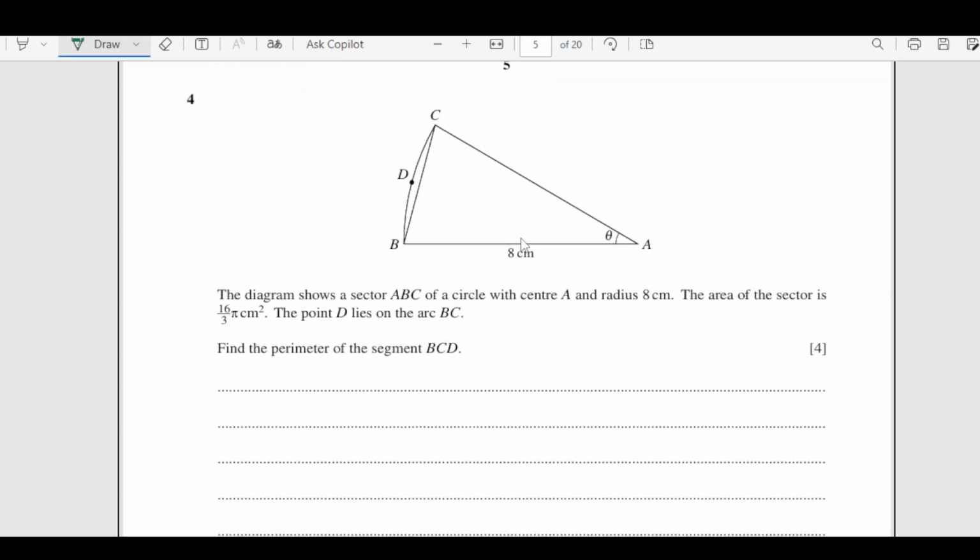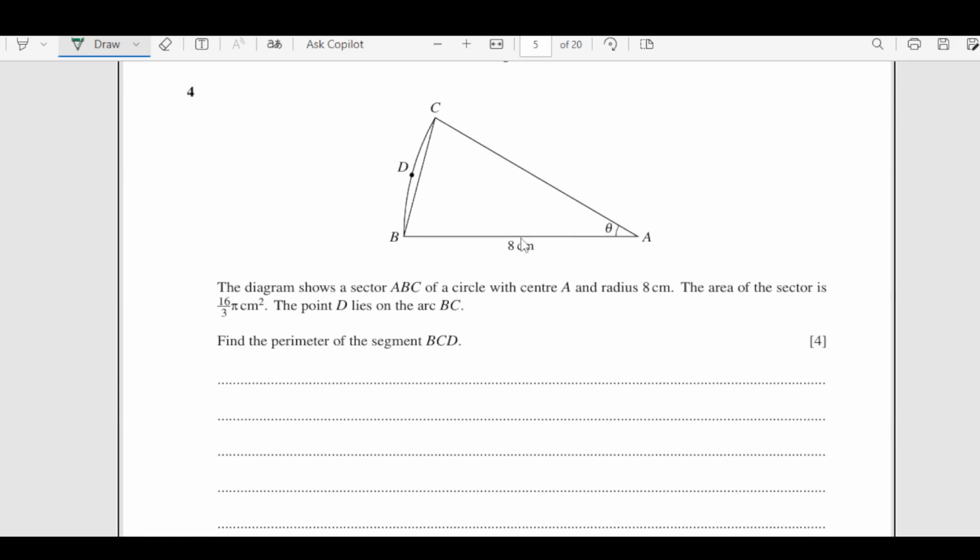Now number 4, we have a question here. The diagram shows a sector ABC of a circle with center A and radius 8 centimeter. This is part of the circle. The area of the sector is given to us. The point D lies on arc BC. Find the perimeter of the segment BCD. For the perimeter we need the length of arc BDC, plus the length of this line BC. So basically we need this length and this length.